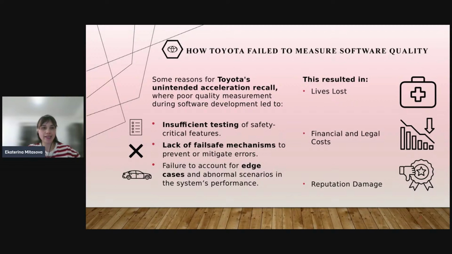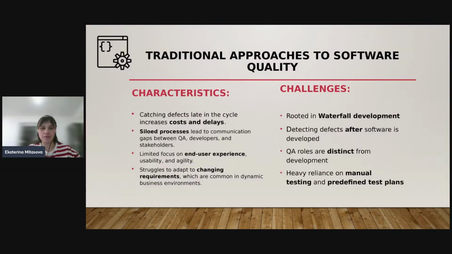The Toyota case illustrates that quality measurement isn't optional, it's essential. Robust QA processes prevent catastrophic failures, protect lives, and preserve trust in the product. And every QA team must prioritize quality measurement to ensure software delivers safety and reliability. But the definition of software quality has evolved over time.